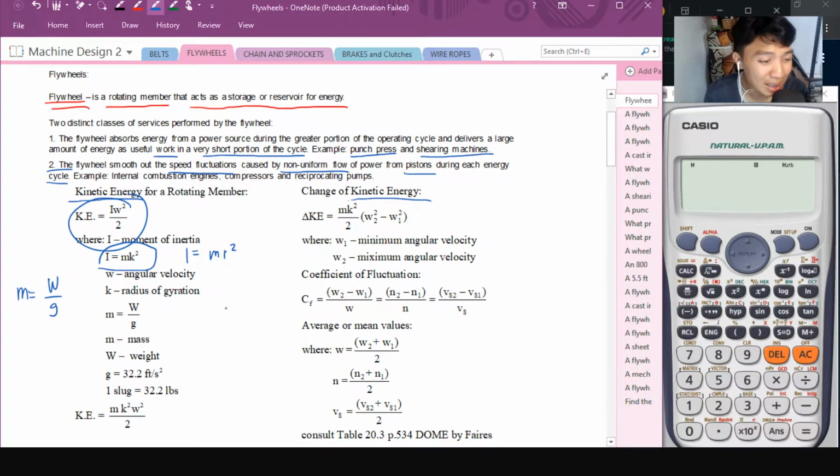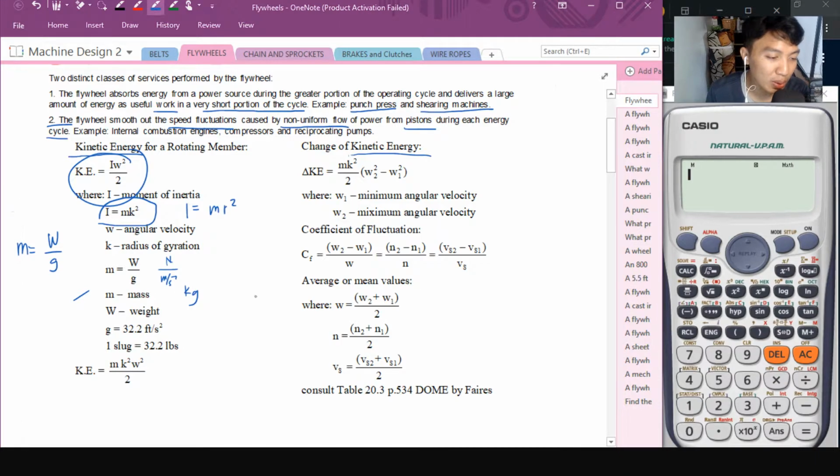So, mass m in kilograms, and weight in Newton. This one is in meter per second squared, that is gravity. Okay? So gravity is equal to 32.2 if that is English, and that is 9.81 or 9.8066 if SI.